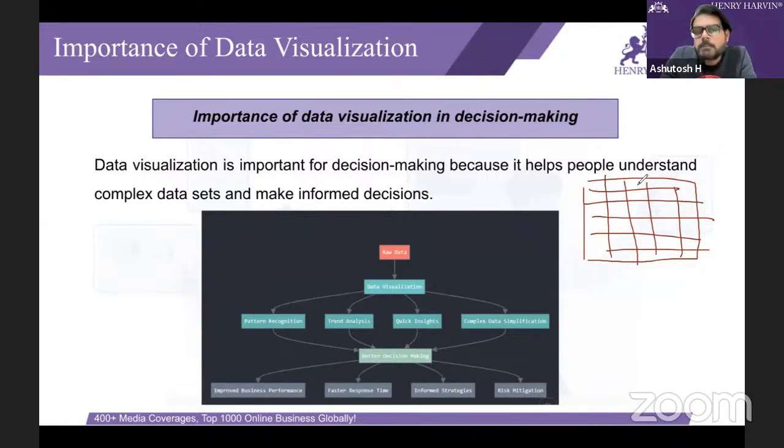It helps people understand complex data sets, and using the inferences we get from that, we can take informed decisions. So we throw in the raw data, do a data visualization on it, and come up with insights: we can recognize patterns, see the trend, and get quick insights. Complex data simplification helps us take better decisions, like improved business performance, faster response time, informed strategies, risk mitigation, all these kinds of things. So that is the importance of data visualization, friends, in decision making.